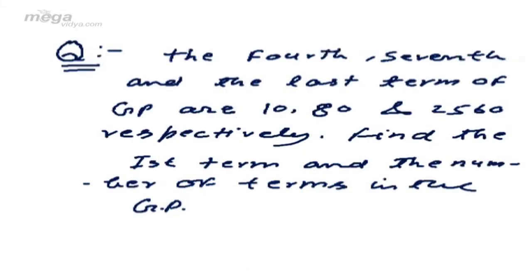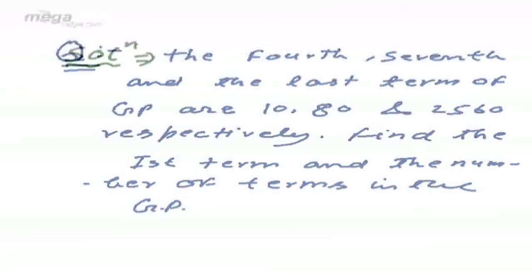The question is: the fourth, seventh and the last term of a GP are 10, 80 and 2560 respectively. Find the first term and the number of terms in the GP. It means we have to find the first term A and the number of terms n. Then the fourth term, that indicates T4.